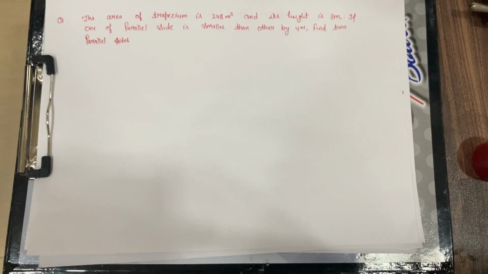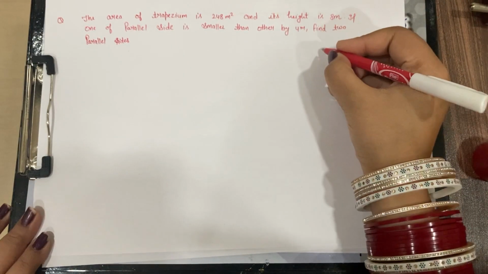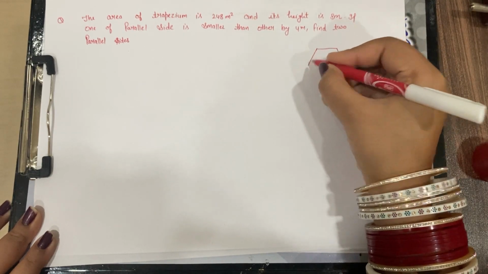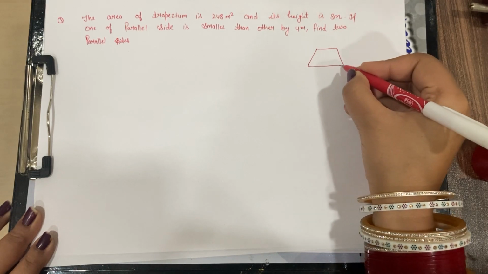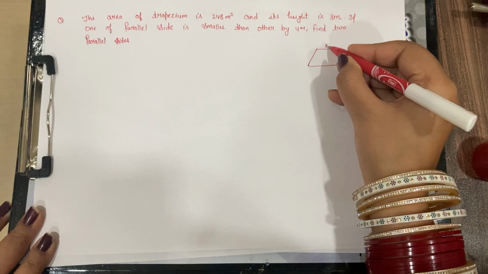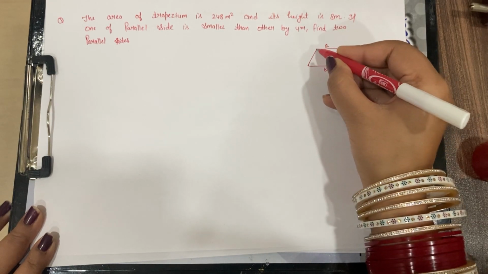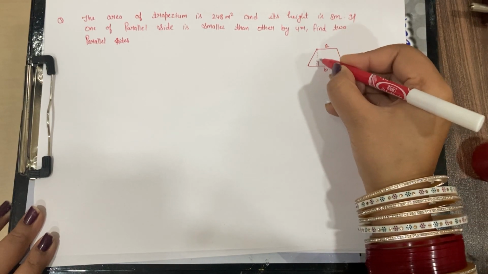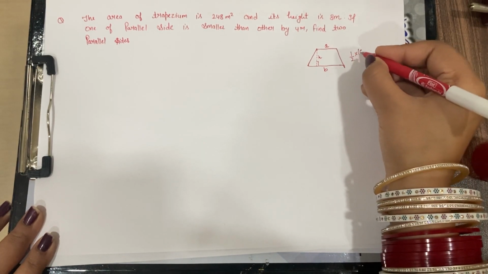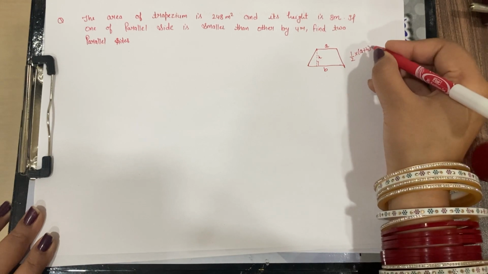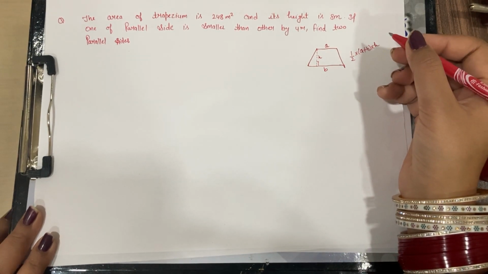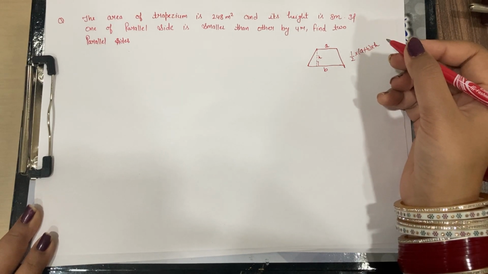Yes, students, now we are going to start the concept of area of a trapezium. A trapezium is a figure where one pair of sides is parallel and one pair is non-parallel. If we consider this side as A and this side as B, and the height of the trapezium is h, then the area of the trapezium is half into sum of parallel sides into height. A plus B stands here for the parallel sides. Half into sum of parallel sides into height.